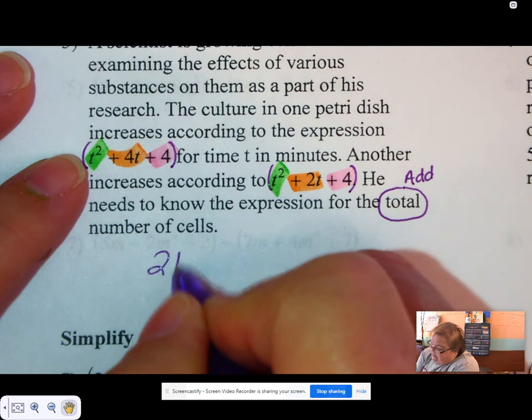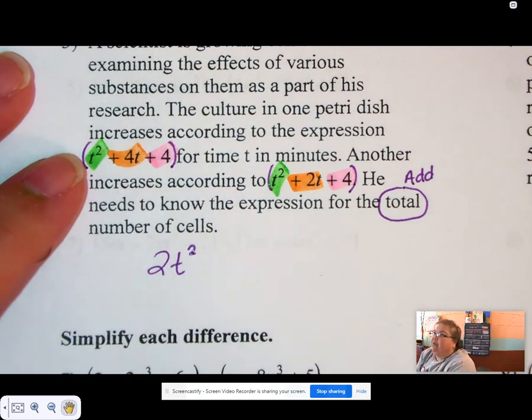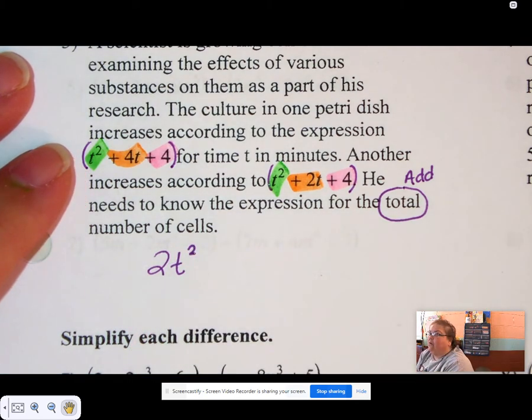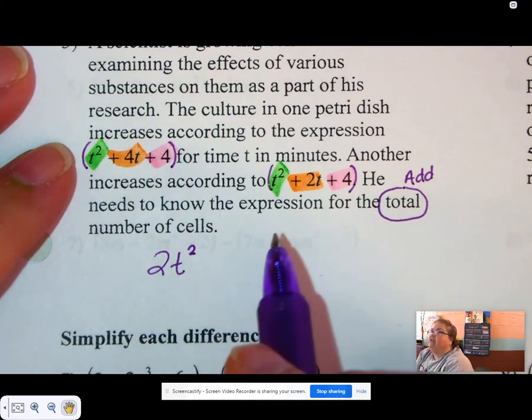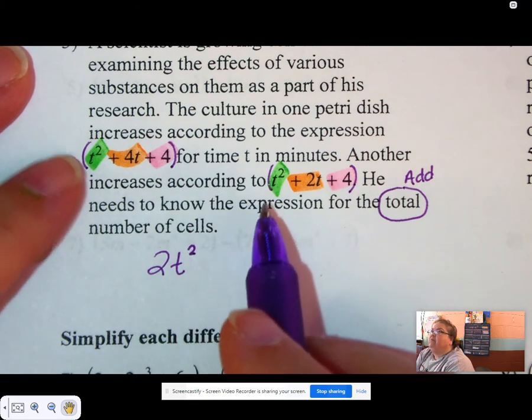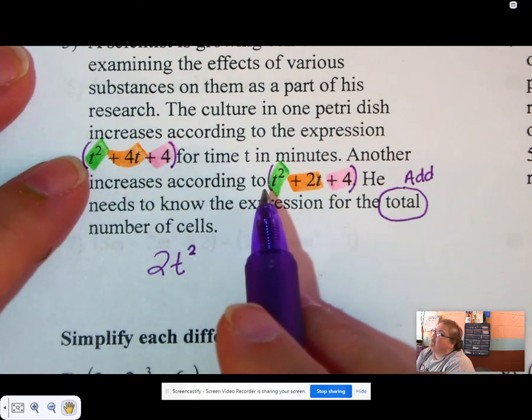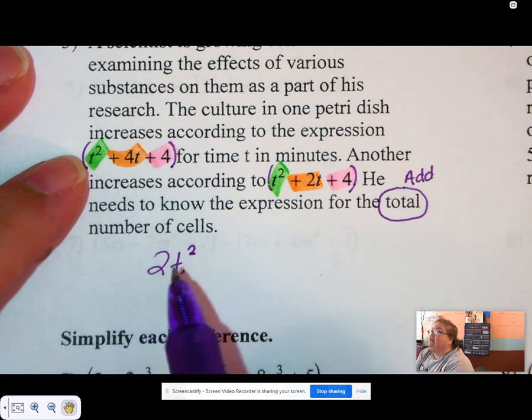2t squared. And the person who said t to the fourth power needs to stop it. We do not operate with exponents, so quit it. But remember, it's actually 1t squared plus 1t squared, which is 2t squared.